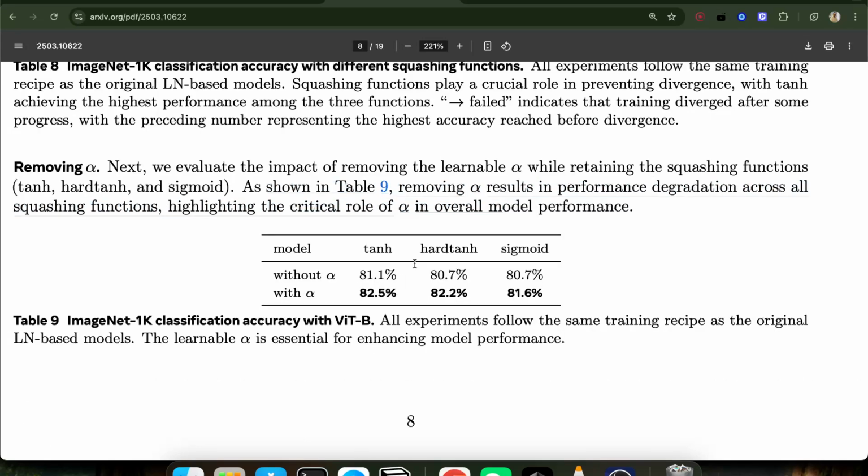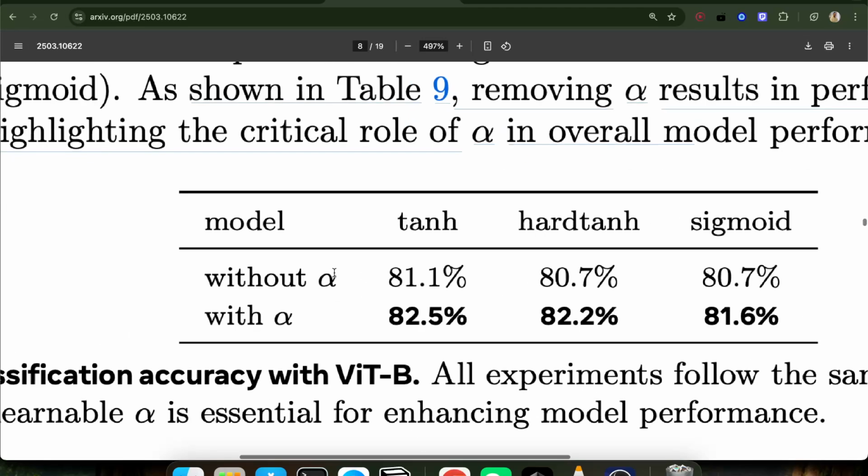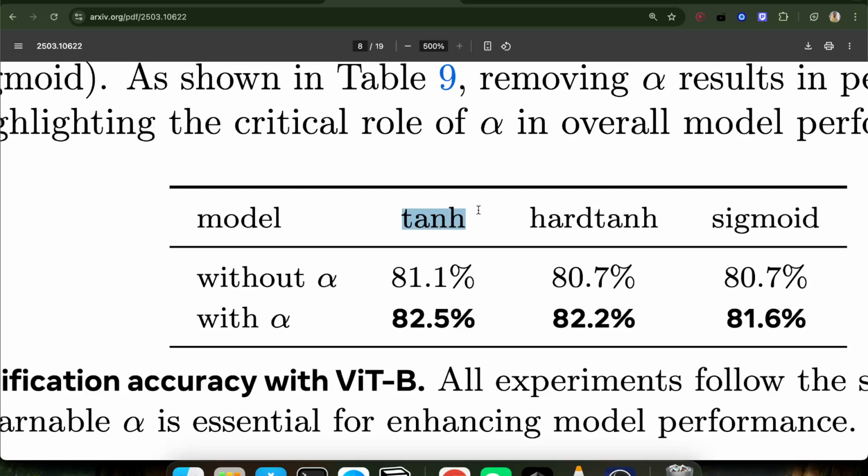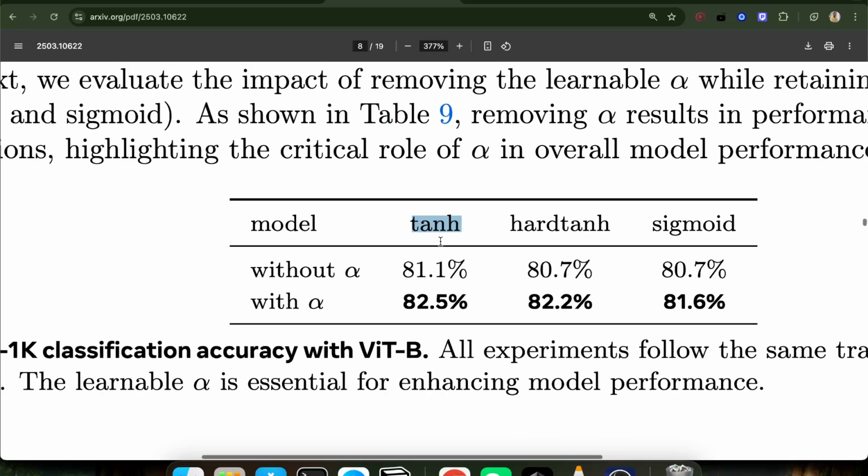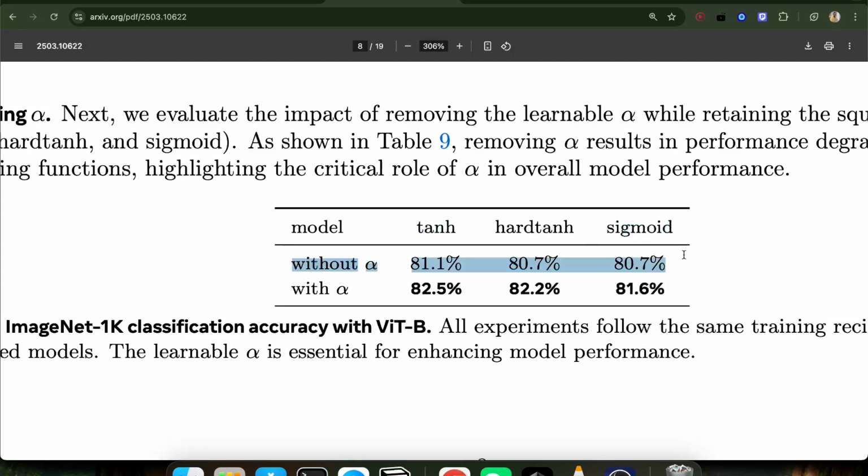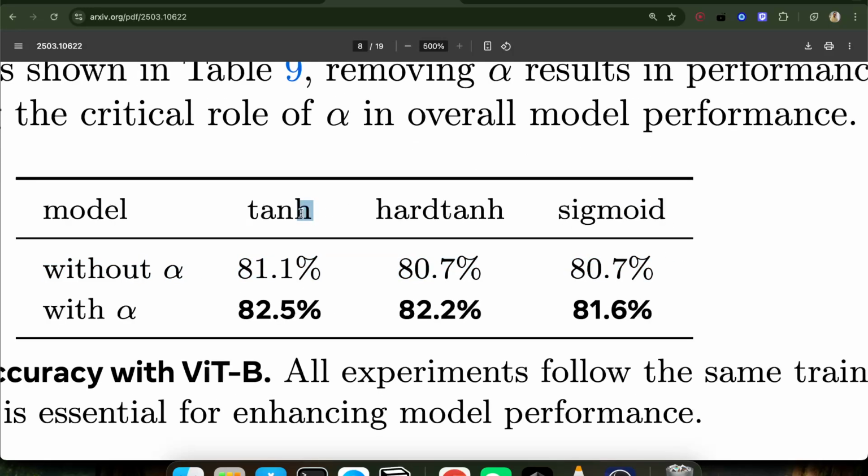Then they tried removing alpha. So you remember, we have tanh of alpha times x, and alpha is a learnable parameter. And if they remove it, performance degrades for all of these functions.